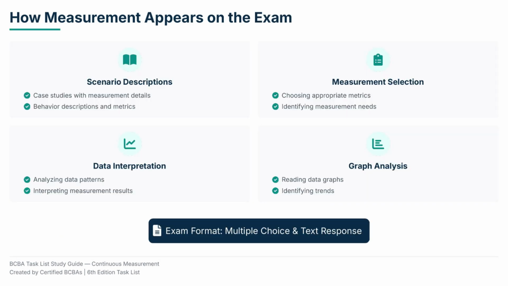Measurement questions appear in several forms on the BCBA exam. One common format involves scenario descriptions, where you must identify the appropriate measurement system. Another format involves measurement selection, where you choose which dimension best fits a behavior. You may also encounter data interpretation questions, where you analyze trends and data. Finally, you may be asked to interpret behavior graphs. These questions typically appear in multiple choice format, but may also involve interpreting written scenarios.